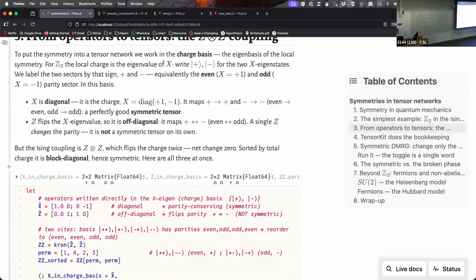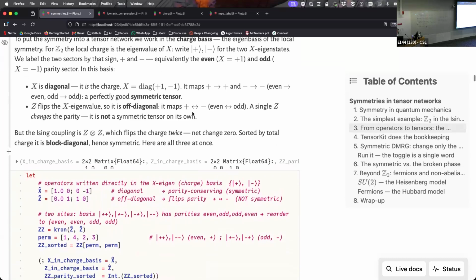And so after I've diagonalized X, which was my flip operator, X is diagonal, which means that it has the +1 and the -1 eigenvalue, which correspond to the different eigenvectors. Z now becomes the off-diagonal one, and so this is not symmetric under flipping a spin. Of course not. This is exactly the thing we're after.